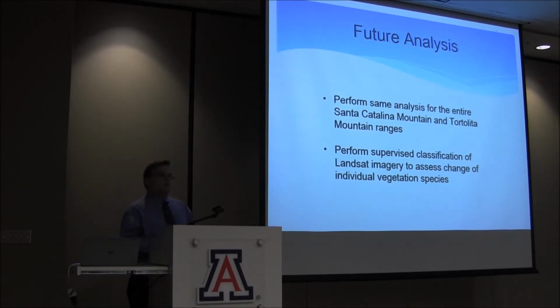So, areas of future analysis: bighorn sheep don't know what an imaginary polygon is. They're going to go wherever they feel safest, wherever there's food, wherever there's water sources. So I'd like to perform this analysis for the entire Santa Catalina mountain range in addition to the neighboring Tortolita mountain range. I'd also like to perform a supervised classification of Landsat imagery to assess change of individual vegetation species.